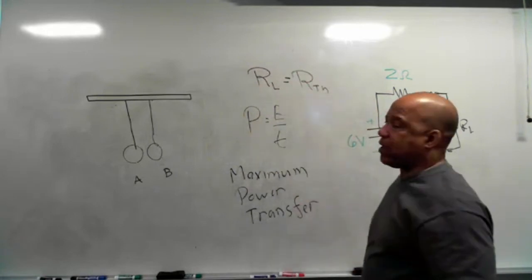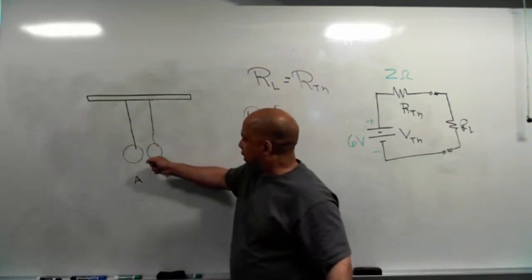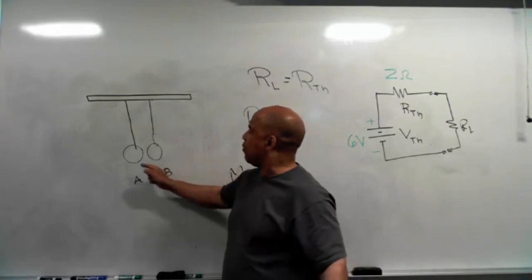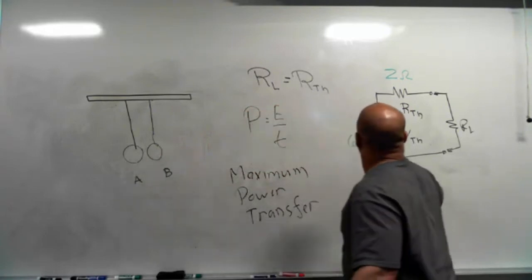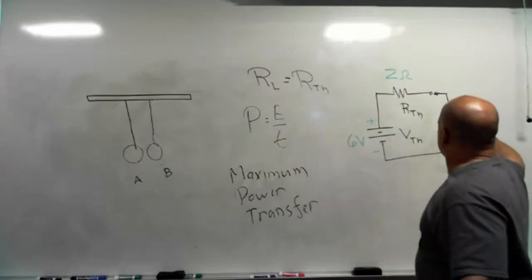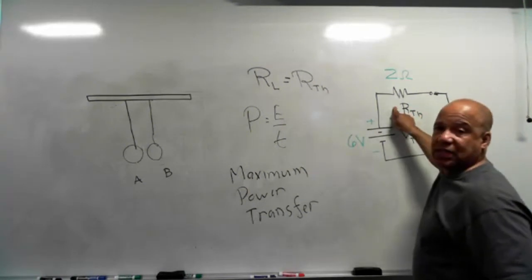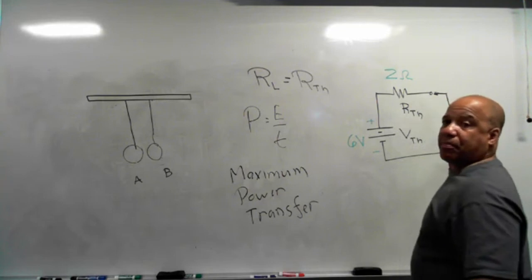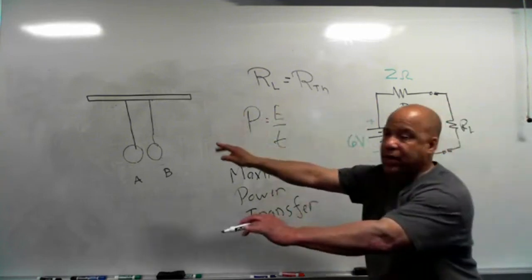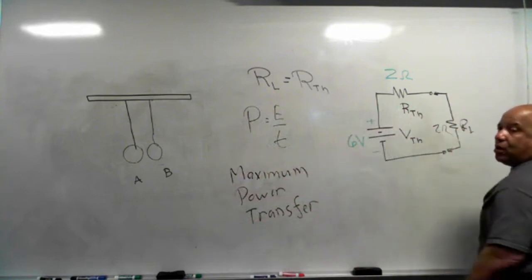Just like in Newton's cradle, if I want the energy from one ball to be transferred to another ball, the maximum amount of energy is going to transfer when the masses are equal. Well, if I want my original power source to transfer maximum power to the load, that's only going to happen when the Thevenin resistance and the load resistance match each other. So if I want maximum power to be transferred from that 9-volt battery to this load, that load resistor has got to be 2 ohms.